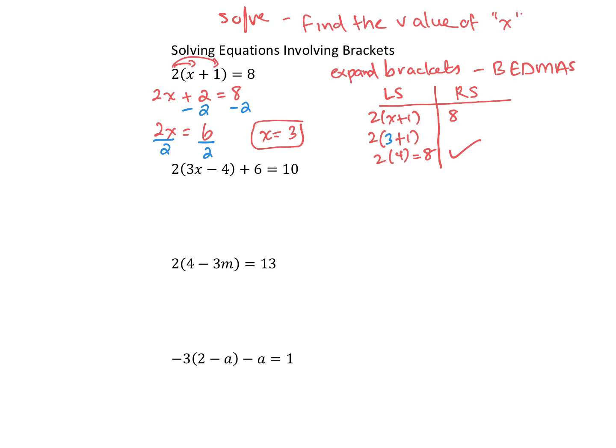All right, moving on to the next question. We're going to expand brackets. So 2 times 3 is 6x. 2 times negative 4. The 6 is not in the brackets, it's just by itself. So sometimes after I expand brackets, I could then collect like terms. So that's what I check for next.